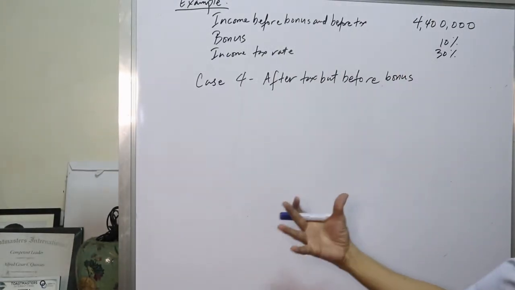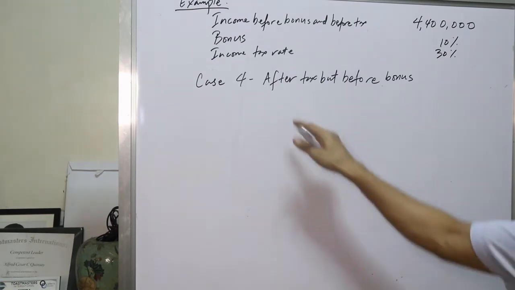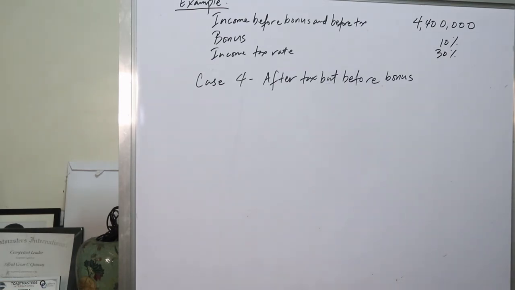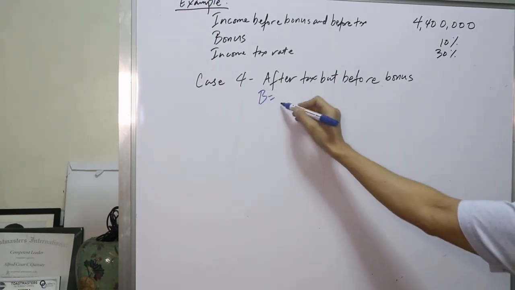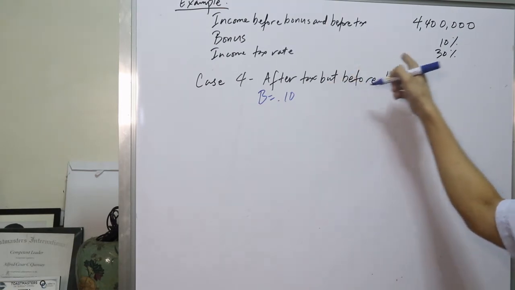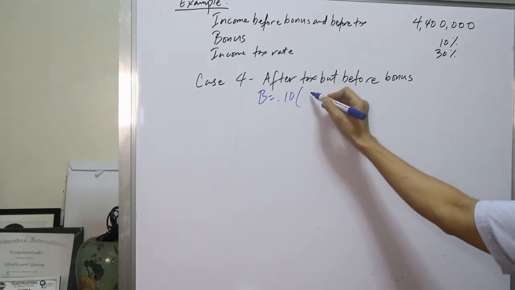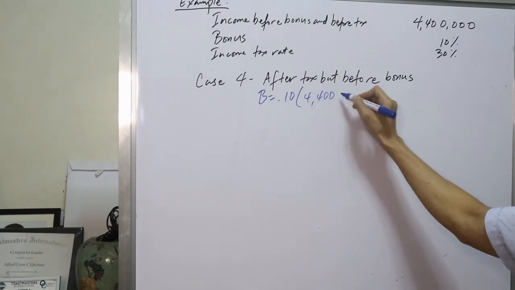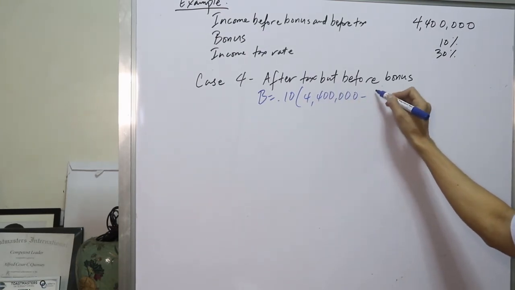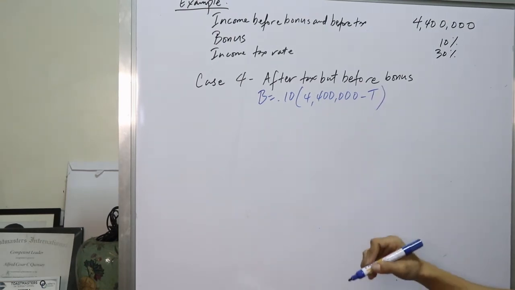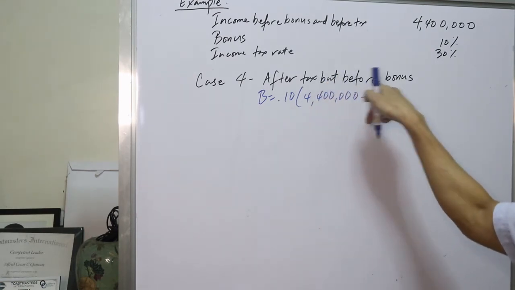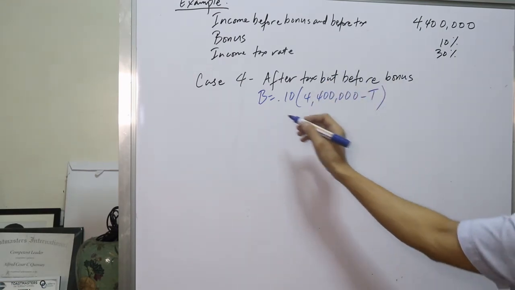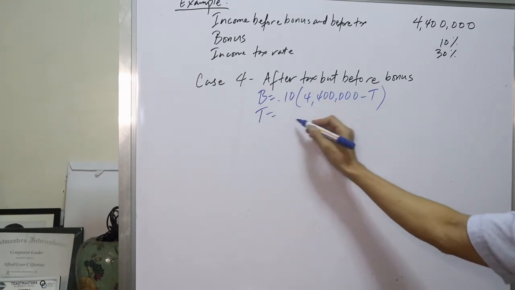So this time, in case number 4 naman, after tax but before bonus. So similar yung computation kanina. Yun nga lang, after tax but before bonus. So again, we're going to use the algebraic approach. So let B be the bonus. So B is 0.10, which is the rate of the bonus, times the quantity of 4,400,000 less tax, because it's after tax. Na hindi na natin kanina kasi may less B pa yon, so wala na yan since before bonus naman. So okay lang yan.